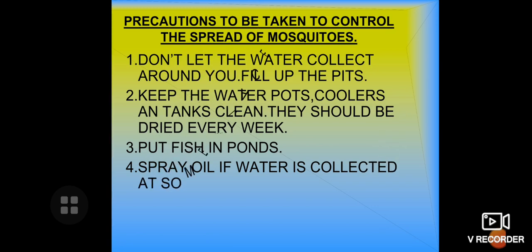Spray oil if water is collected at some place. Because when you spray oil on water, what happens? A thin layer of oil is there on the surface of the water, and so the larvae will not be able to breathe the air outside, which is in the atmosphere. That is why it is going to block their spiracles, from where the larvae of the mosquitoes breathe. So the spray of oil is also one of the precautions.